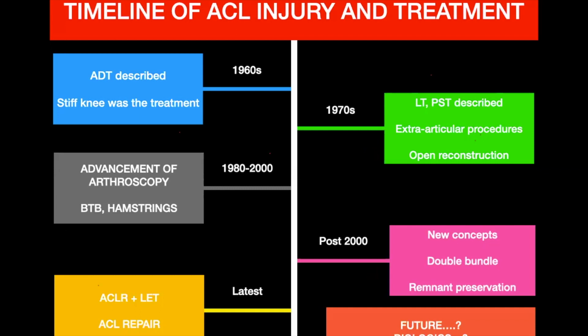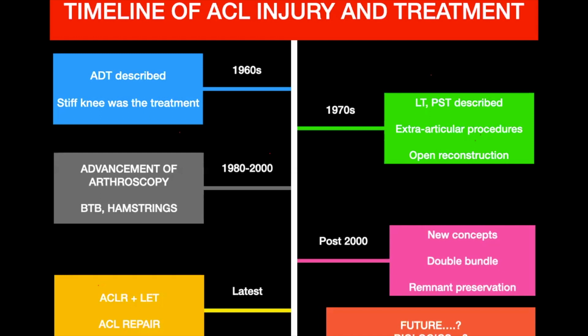The good understanding of ACL injury started from the 1960s, when the anterior drawer test was described. At that time, the treatment of ACL injury used to be a cast for about 2 to 3 months, and the stiff knee resulting afterwards was a blessing in disguise for these ACL injuries. Later on, in the 1970s, the Lachman test and pivot shift tests were discovered, and accordingly, extra-articular procedures and open reconstruction of ACL were described.